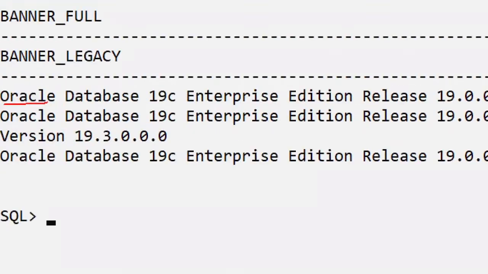Oracle is a product from Oracle Corporation. But what type of product is it? A database product. The version we are learning in our course is 19c, which is a version of this database product.